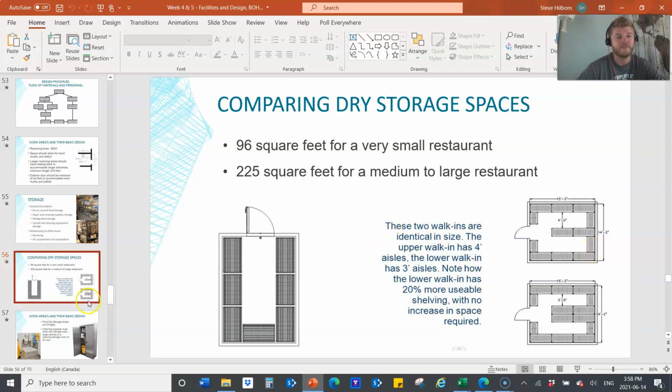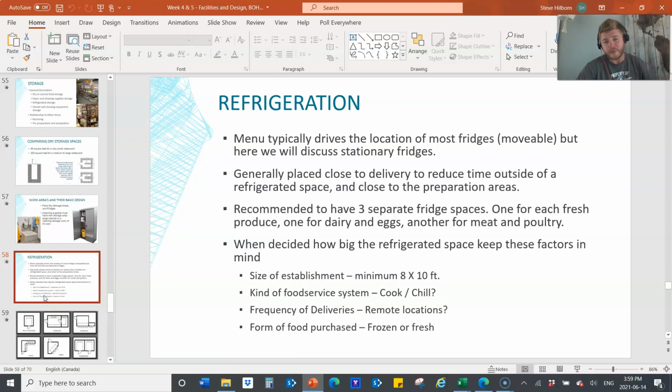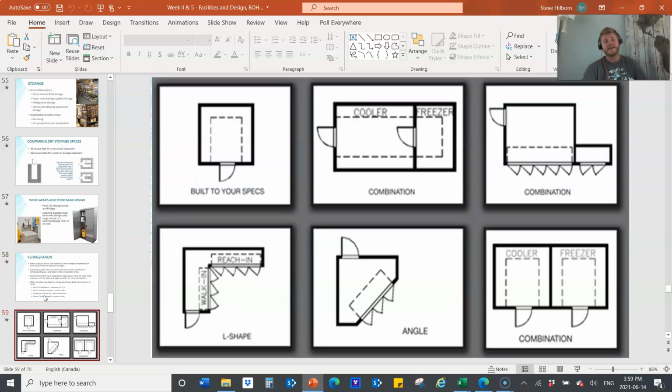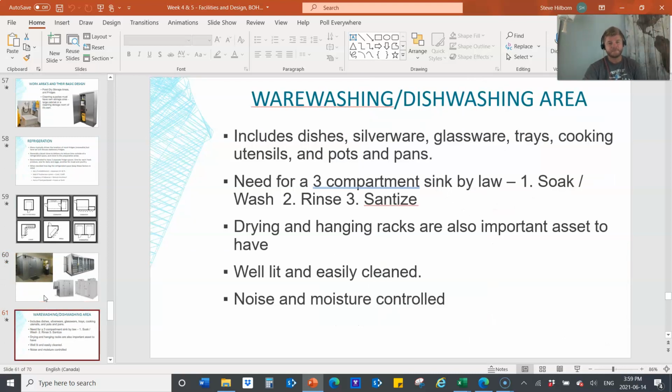So just bear that in mind when you start designing places. What kind of size do we need? And again, cleaning supplies must have their own storage area, like a large cabinet such as this that is lockable. And you would often see these maybe back towards like the dish washing area. So we've already talked about refrigeration, so I'm not going to go into it in detail. Again, these are just some of the refrigeration types and what they might look like.